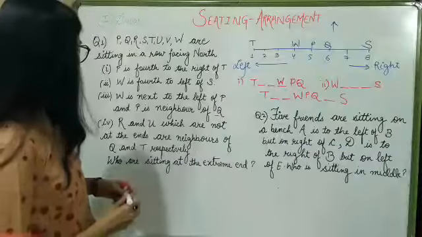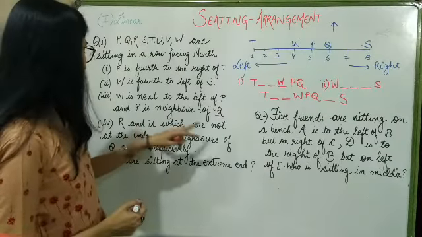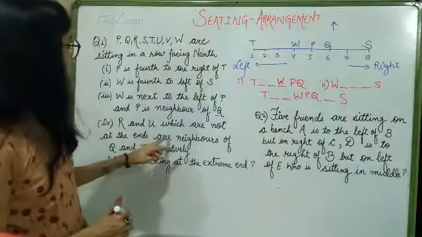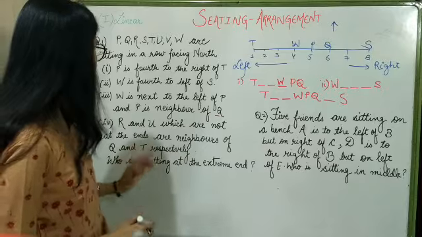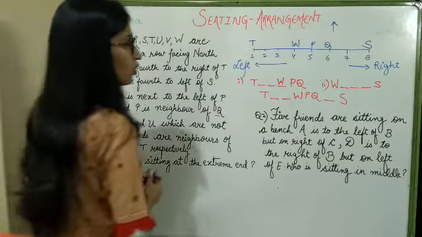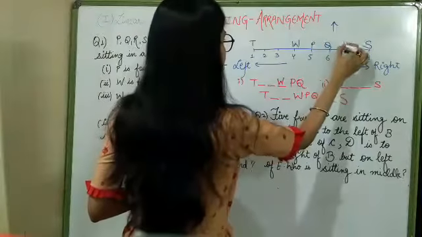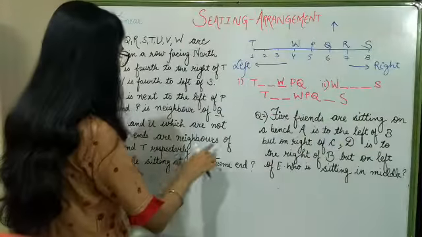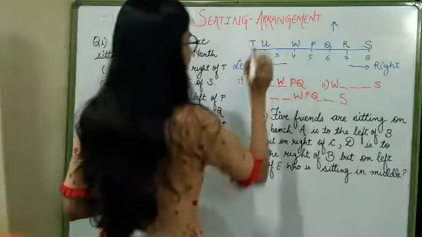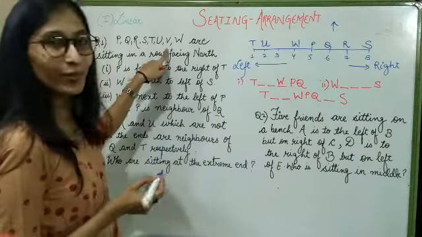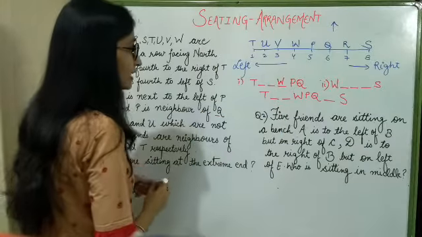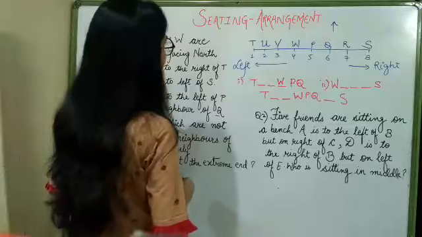Now my fourth statement: R and U, which are not at the ends, are neighbors of Q and T. So R is a neighbor of Q. Next to Q only one position is left. And U is a neighbor of T. Who is left? Only V. Place V at the third position. So this is my resultant sitting arrangement.